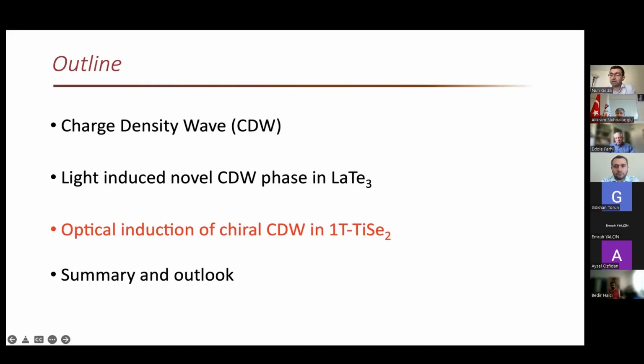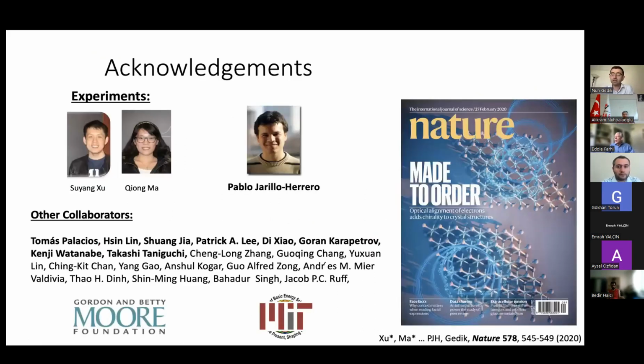This is still with light, but this time everything is going to be static. I am not going to be time resolving this. I will be shining CW, continuous wave lasers, to induce a new state in this other charge density wave, titanium diselenide. Before I show you this work, I also should mention who did the work.